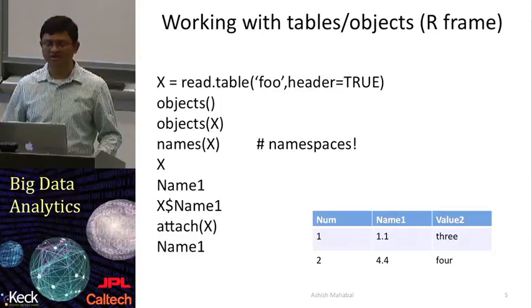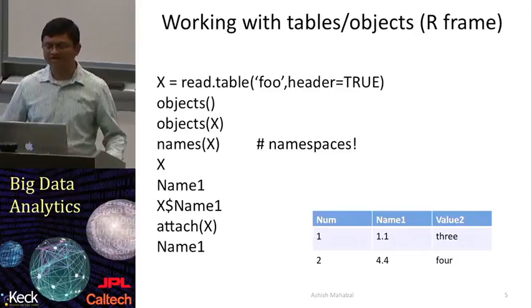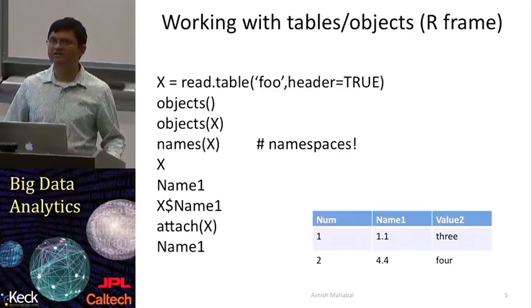You can simply say read.table, and the file name in this case that I'm using is called foo. So I read in the file foo, and I say header equal to true, meaning that the first line there is going to define the names of the columns for me. And once that is done, X now contains the entire file, and you can do various things with that.